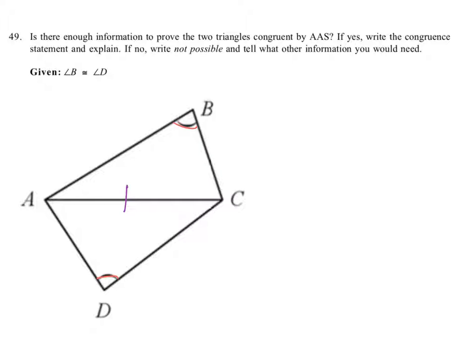Well, first let's write it out, and we would say, not possible. We would need to know that one other pair of angles are congruent. Doesn't matter which other pair we find congruent. As long as there's another pair congruent, we will have angle, side congruence, and we'd be good.